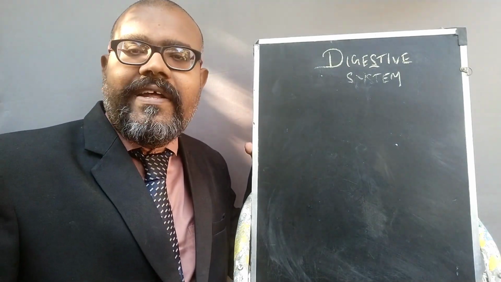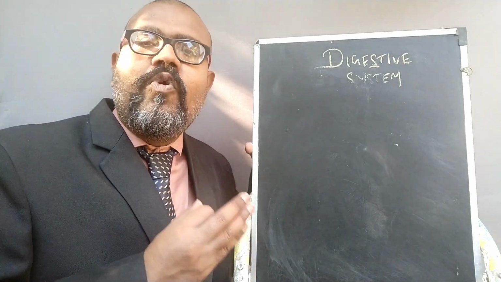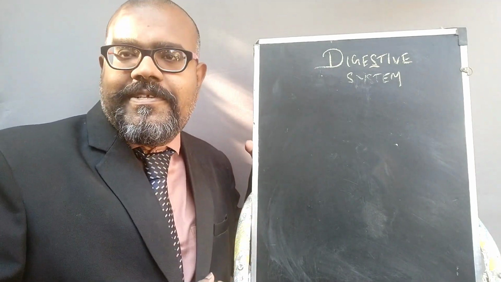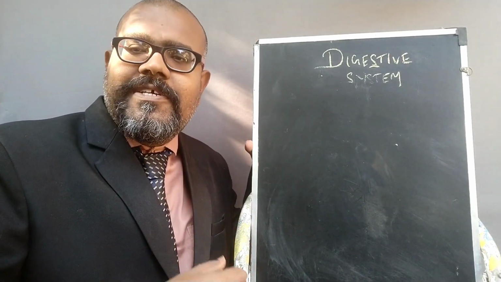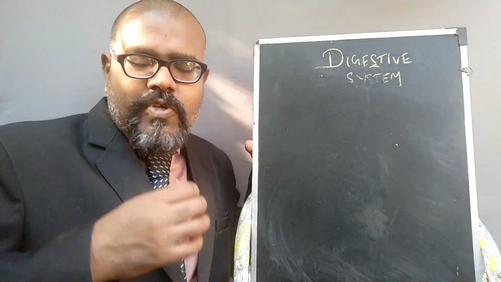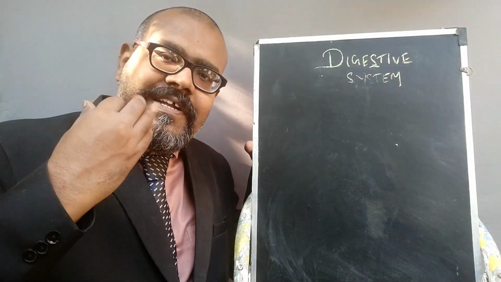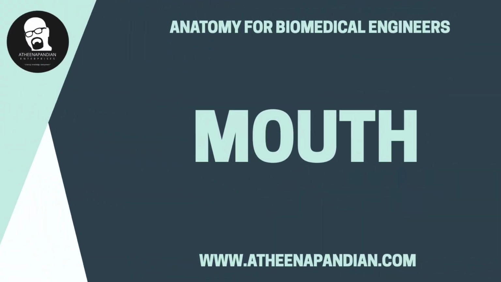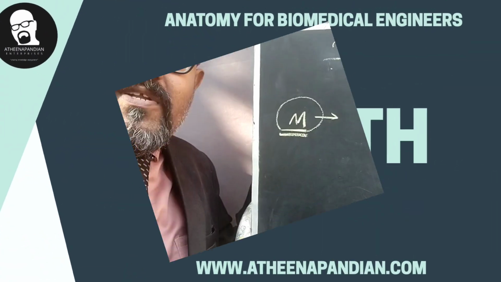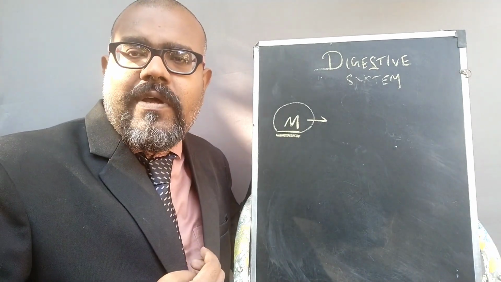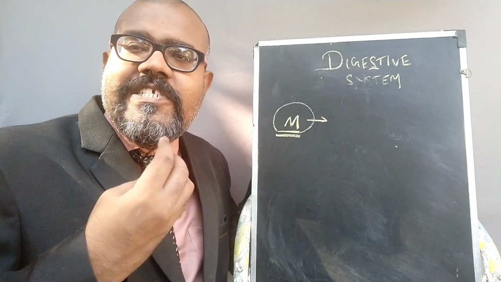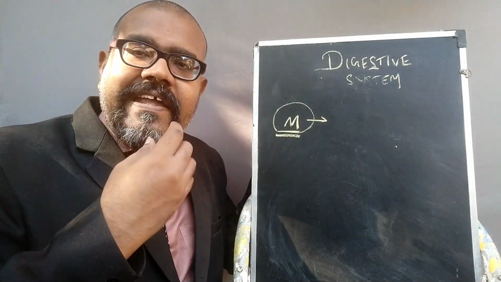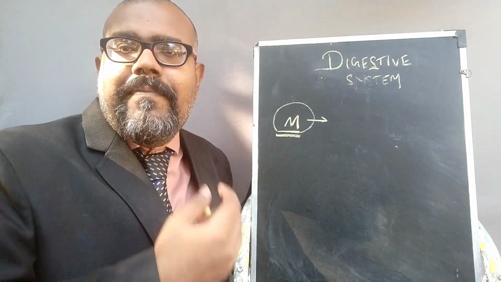Digestion, of course, we know, is nothing but the breakdown of food materials into smaller and smaller components until the absorption and assimilation process happens in our body. The process of digestion starts from the mouth. Once the food enters the mouth, a mechanical process called chewing starts with the help of teeth and the muscles present in the mouth.